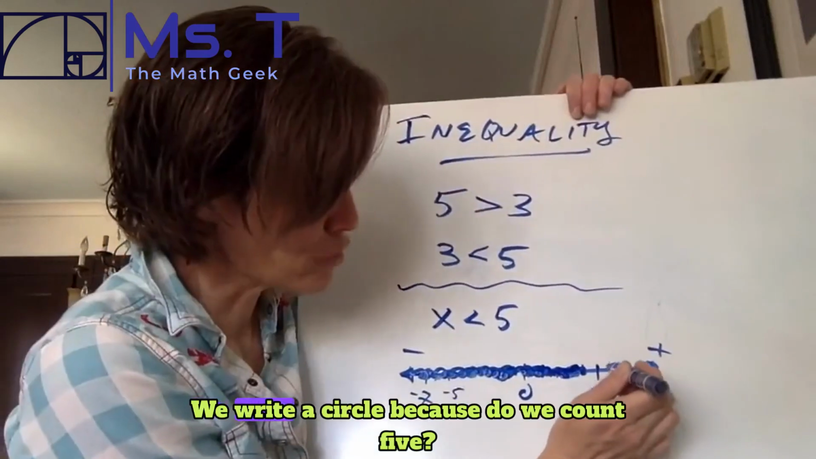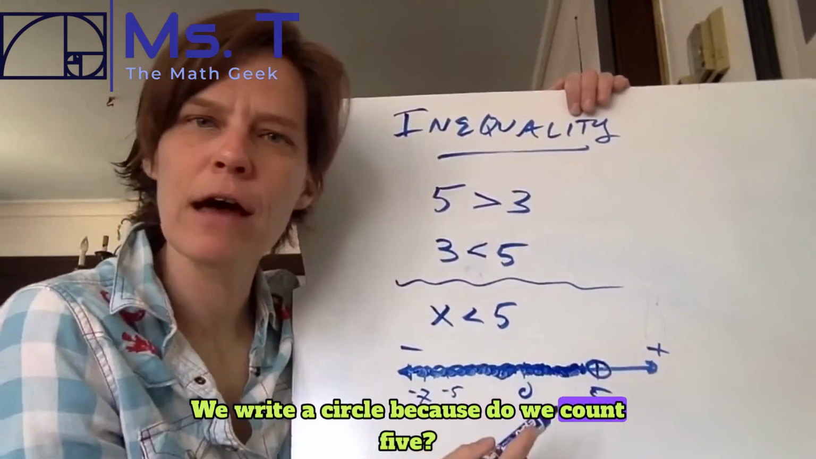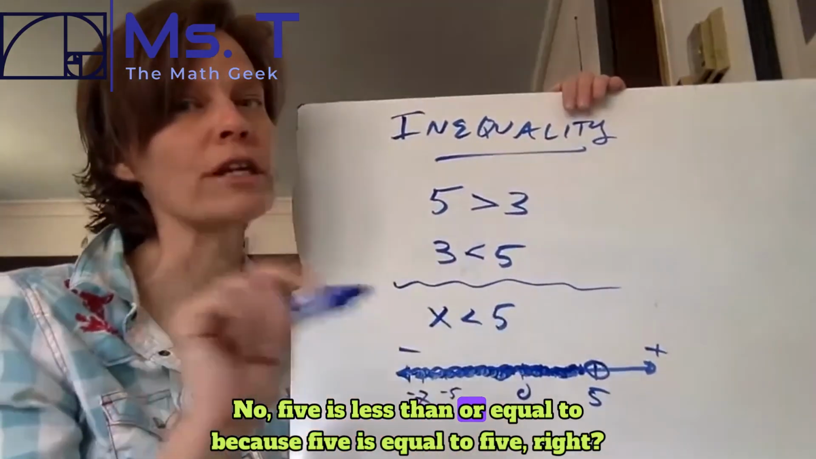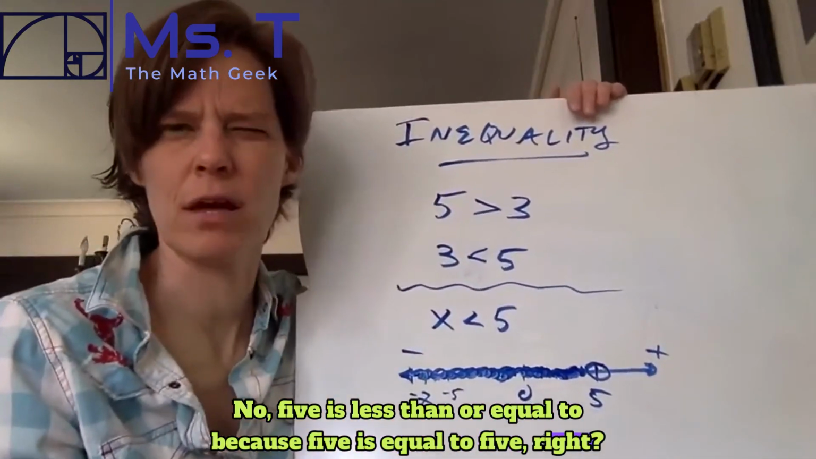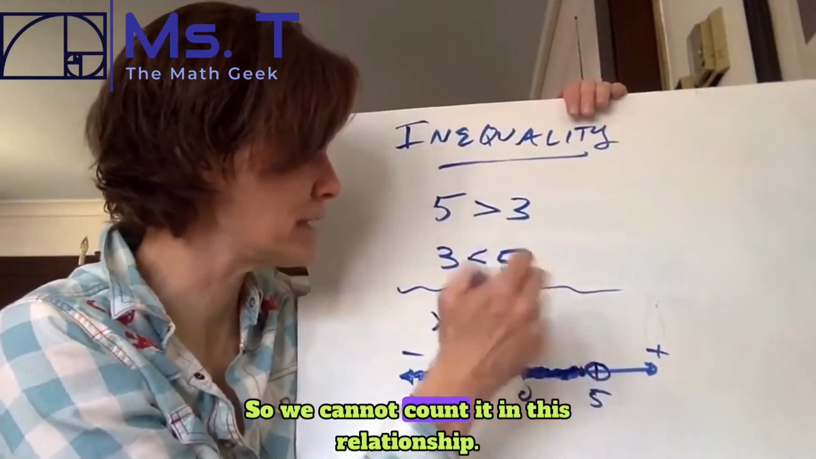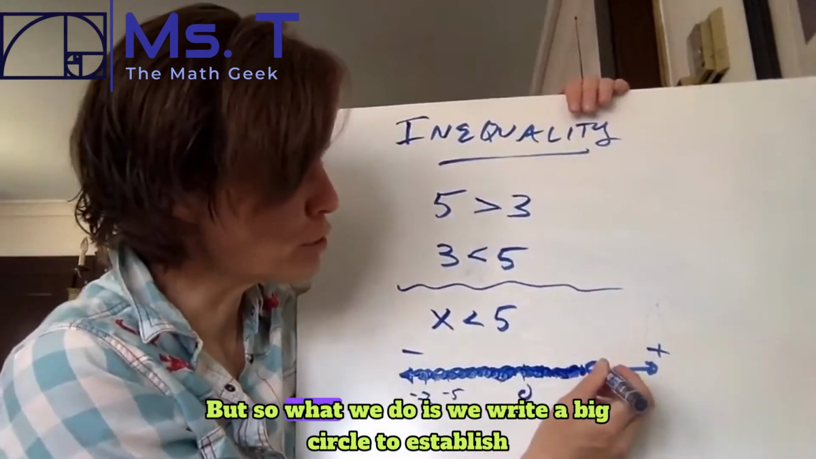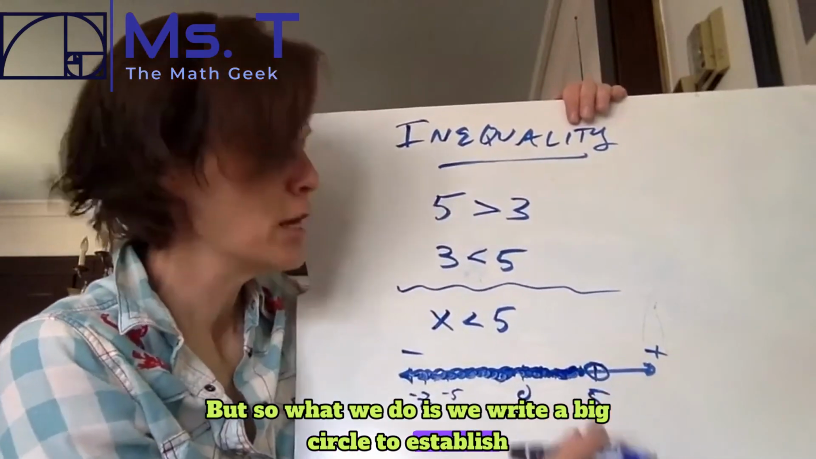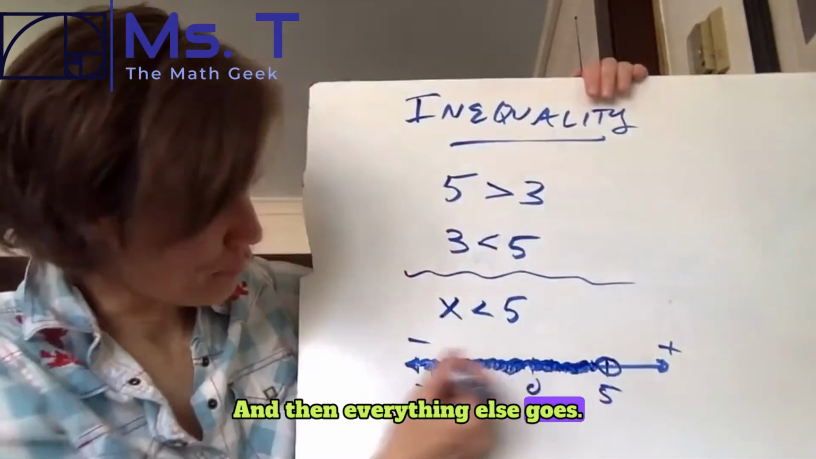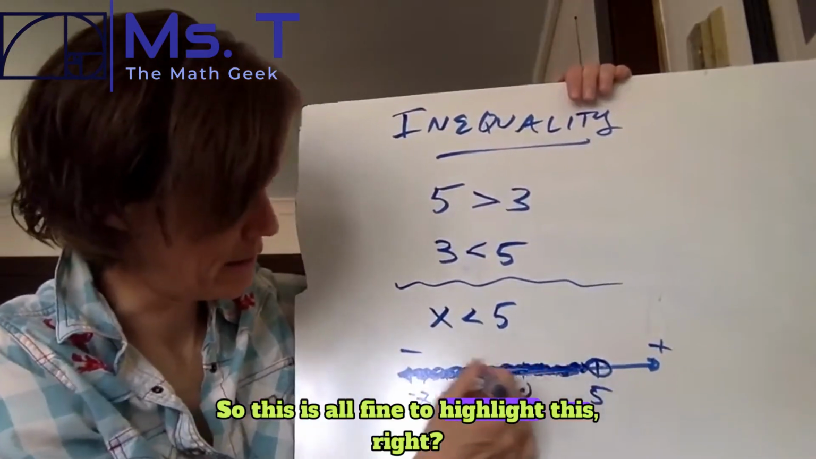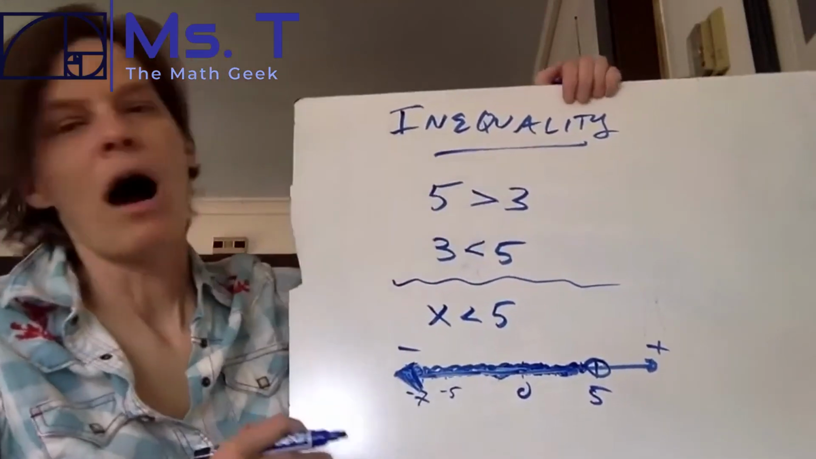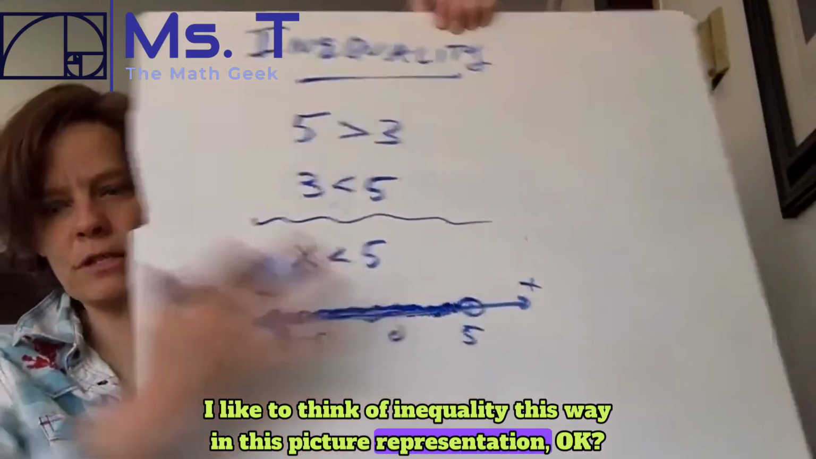Like, it is lame. We write a circle because do we count 5? Is 5 less than 5? No. 5 is less than or equal to because 5 is equal to 5, right? So it's not strictly less than. 5 is equal to 5. So we cannot count it in this relationship. But so what we do is we write a big circle to establish here's our end line and we don't count it. And then everything else goes. And then so this is all fine to highlight, right? And then we want to highlight the arrow because we mean forever.